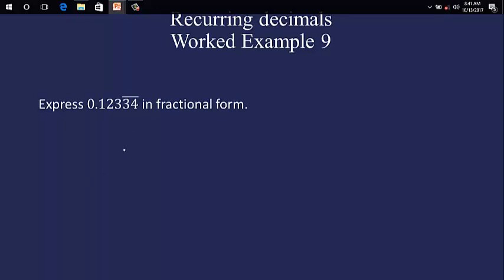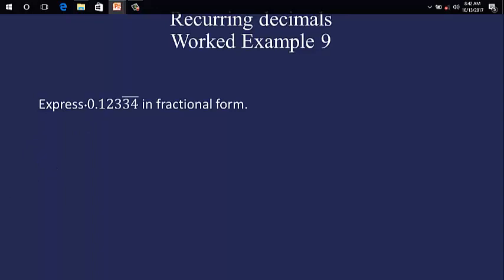Now let's look at this one too. We are expressing this in fractional form. In this case, we still have 2 decimal places in the repeating part, so we are going to multiply by 10 to the power 2, which is 100. But look at something: this one is not repeating, so you have to cater for that one first before you multiply by 100. Let's cater for the non-repeating part first.